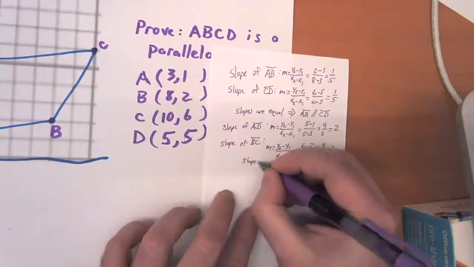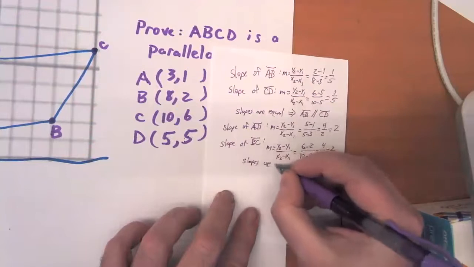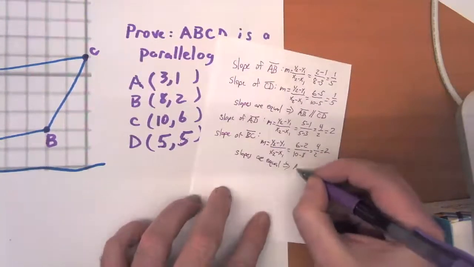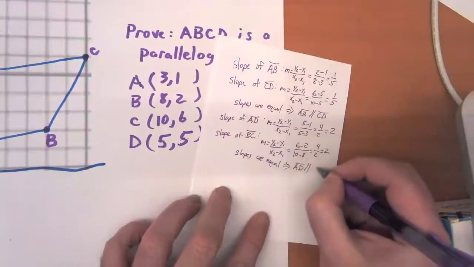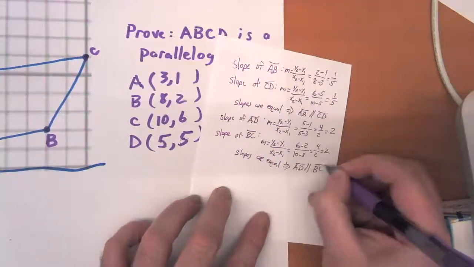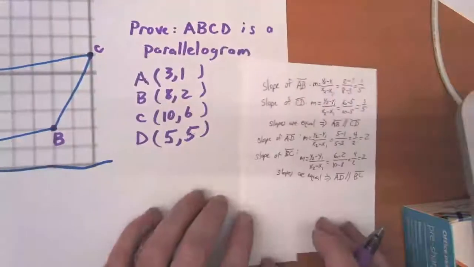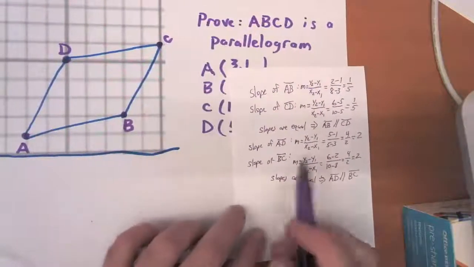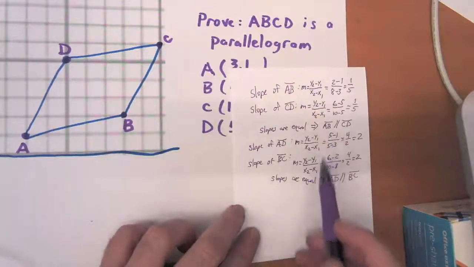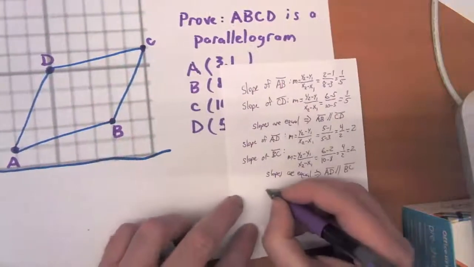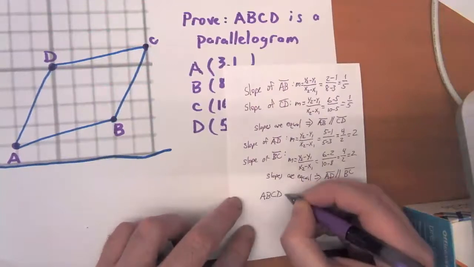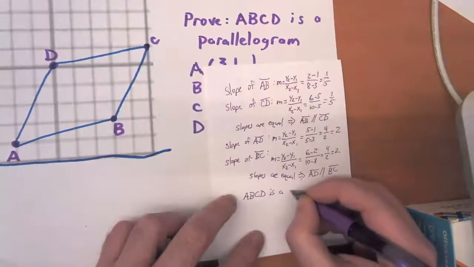And again, going step by step, those slopes are equal, which is enough information for us to know that AD is parallel to BC. Is that enough information for us to know that this is a parallelogram? Yes. Now we know that two pairs of sides are parallel. And so we can say, therefore, that ABCD is a parallelogram.